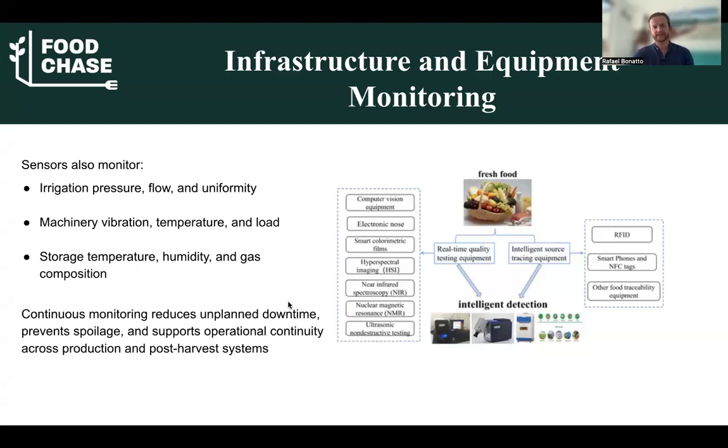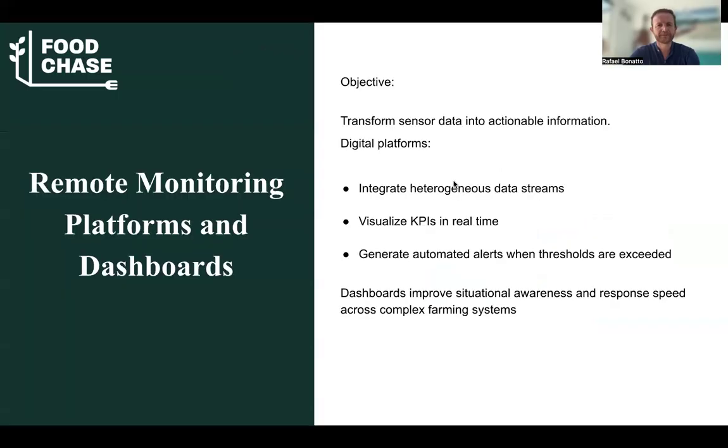As you can see, intelligent detection is a system for fresh food. It's a part of a paper as well. And this paper talks about this intelligent detection and what it is composed of, and how it runs, and how it benefits from real-time quality testing equipment and intelligent resource tracing equipment, how they act when they are integrated, and their positive impact on the fresh food, decreasing food waste and delivering the best end-of-the-line product, okay?